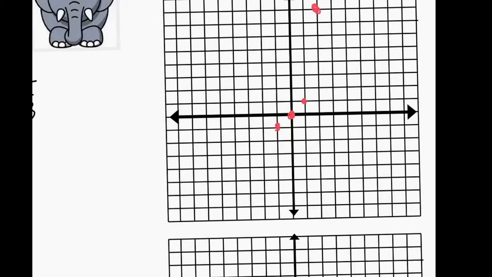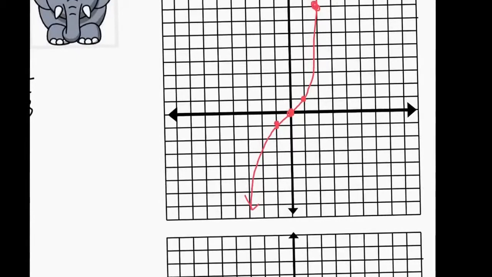So our shape is going to look kind of like a snake-like curve, centered at 0, 0, and our points are symmetric about the origin.